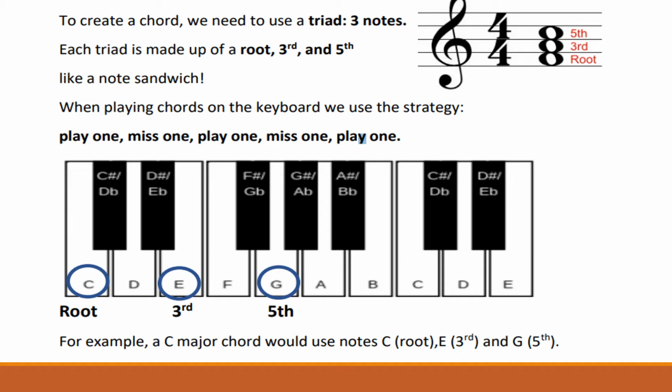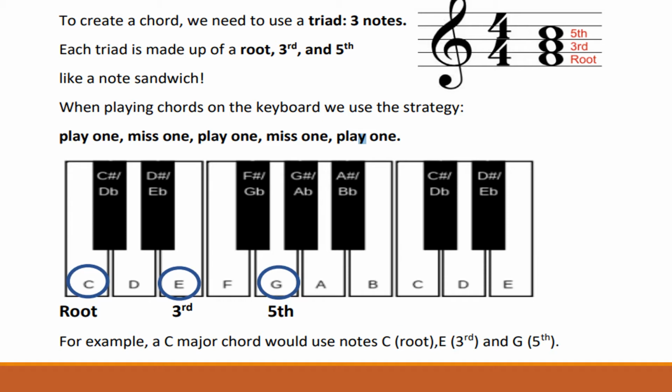Each triad is made up of what we call the root, which is the home note, so the tonic, the root, the third, and the fifth. If you notice on the top right, they're all stacked on top of each other. In my opinion, I remember that those chords look like a note sandwich. So a triad will often look like a note sandwich where they're all stacked on top of each other.